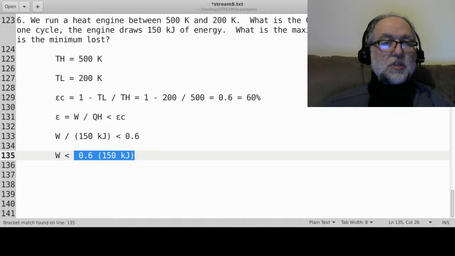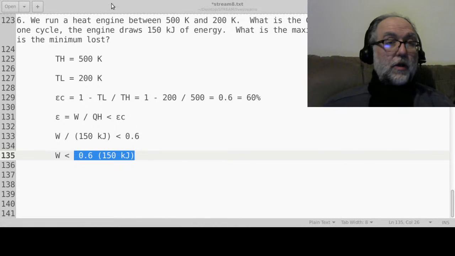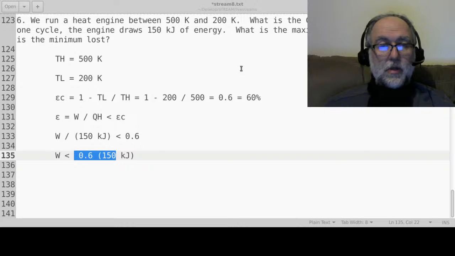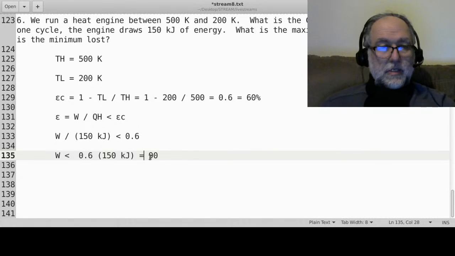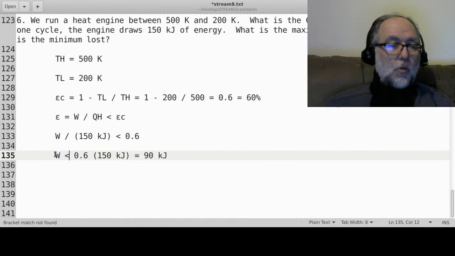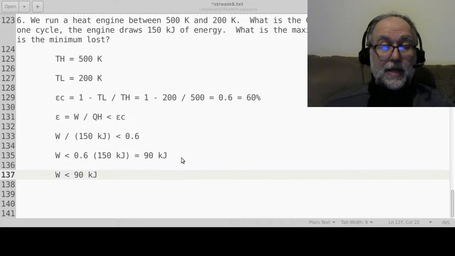So the best you're going to do is out of that 150 kilojoules that you absorb, 60% will become work. That's the best you can do. And so what's that going to equal? That will equal 90 kilojoules. I keep saying joules, but it's kilojoules. So how much work is done? Well, I can't exactly tell you. Let me just take out the middle piece in here. I can't exactly tell you how much is done, but the maximum that could be done is 90 kilojoules. That's as best you could do.